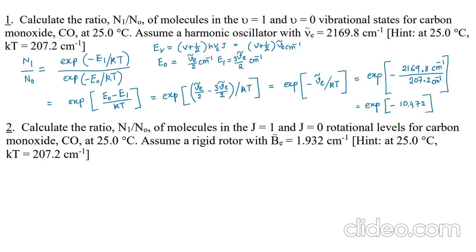What is going to be the value? Exponential of minus 10.472 is going to be 2.832 into 10 to the power minus 5.